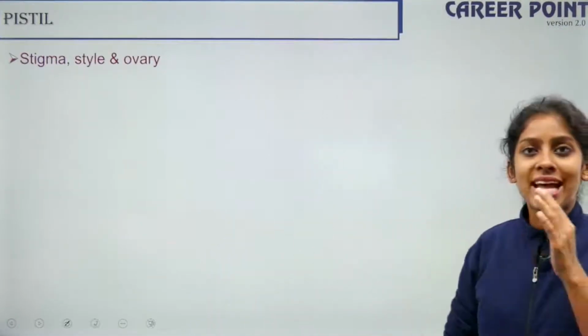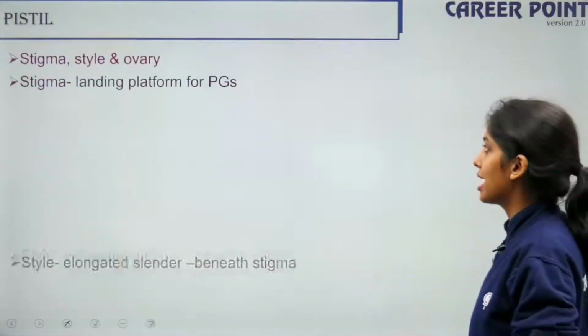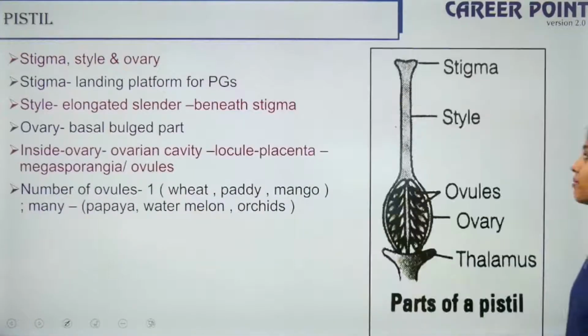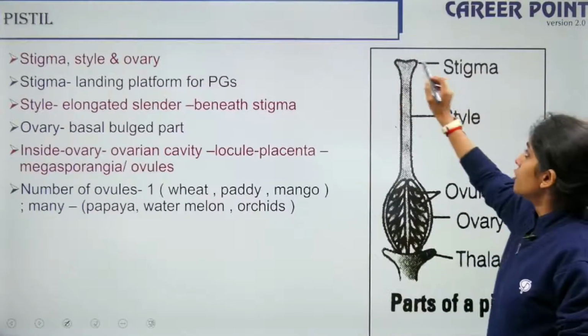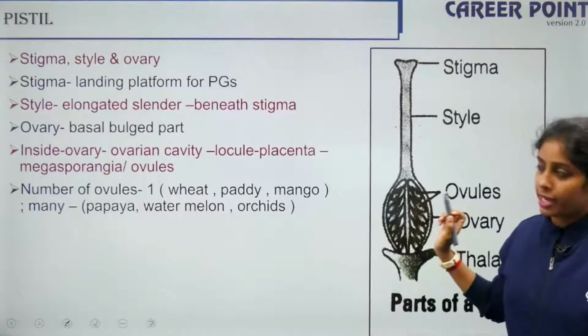Alright, so the pistil has 3 parts: stigma, style and ovary. I guess you would have seen stigma, style and ovary. So I will show you. Here it is. This is stigma, style, and this bulged portion is the ovary, right?